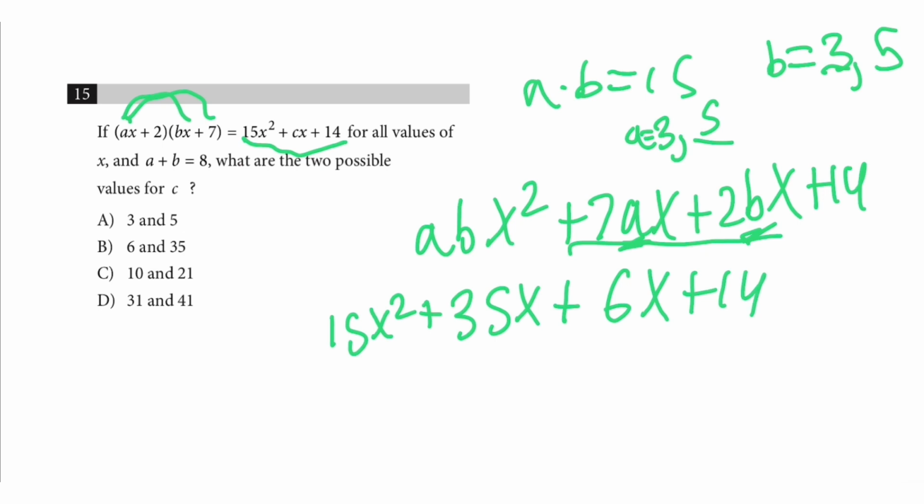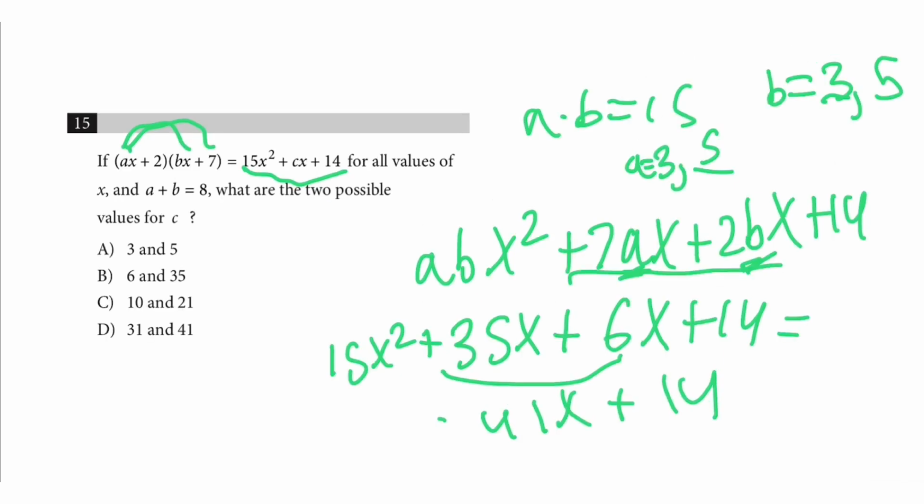So what does that give us? That gives us that this middle value here is going to add up to 41x. So now we added that stuff, we got 41 as one of the possible values. And if you look around, none of the other values have 41, so D is the only one.